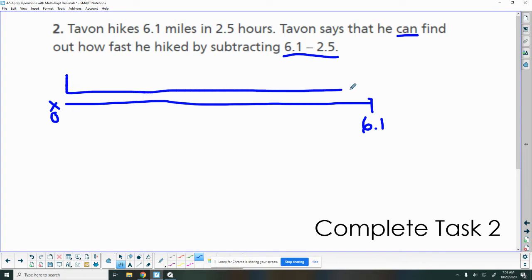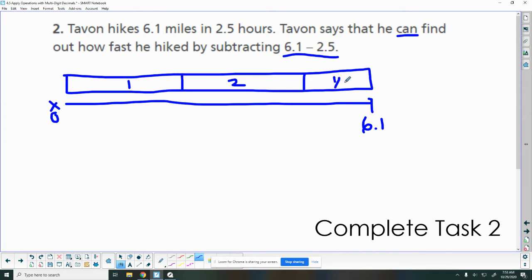So if I put a timeline up here and I cut this into one, that wasn't very even. So let's say here's 1 hour, 2 hours, and half of an hour. It wants to know how fast he hiked every mile, so how long it took him for the first mile, how long it took him for the second mile, and this last one here.